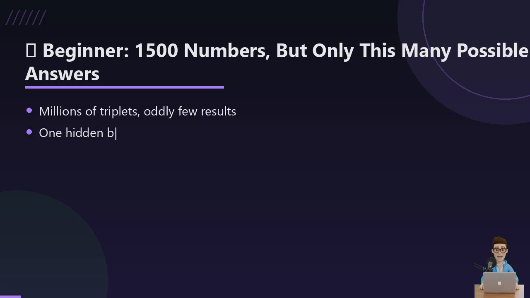Beginner level. Let's start with something surprising. Imagine a list of 1500 numbers. If you pick any 3 of them and combine them with an operation called XOR, you'd guess there could be millions of different results. There aren't anywhere near that many. By the end of this video, you'll understand exactly why, and it's simpler than it sounds. Let's go step by step.